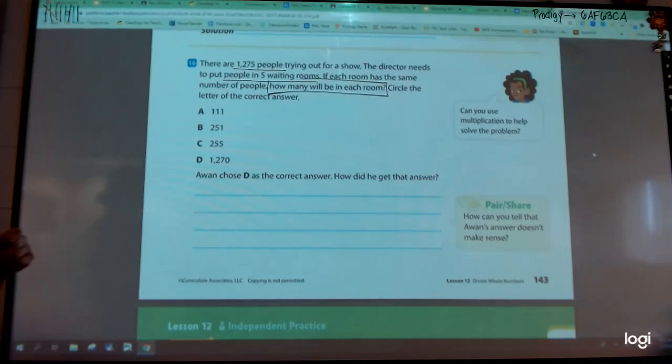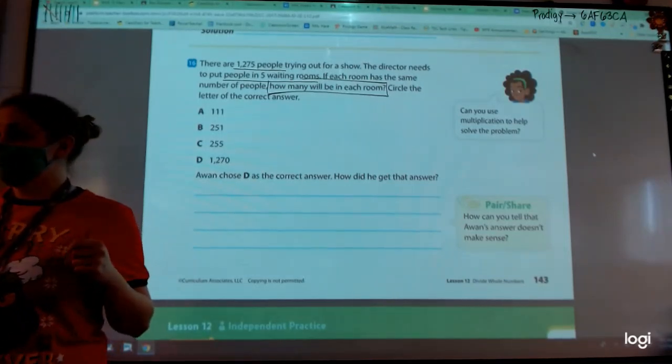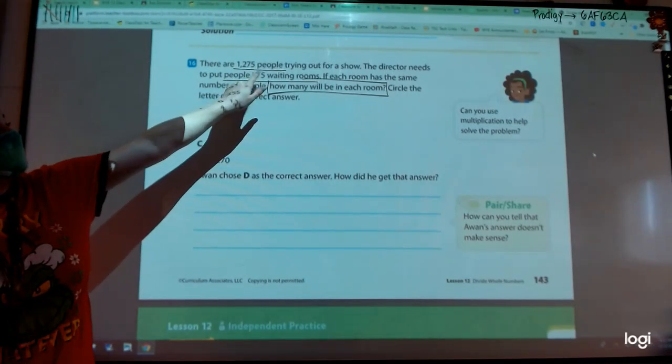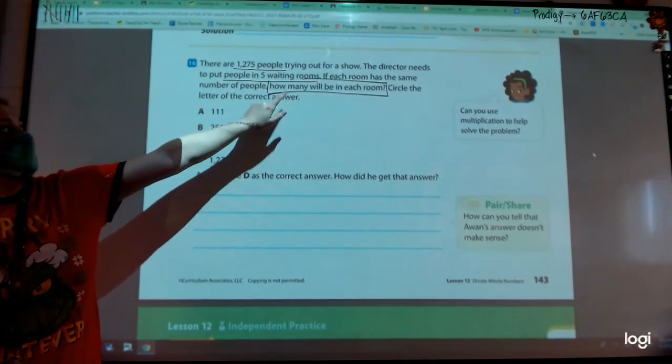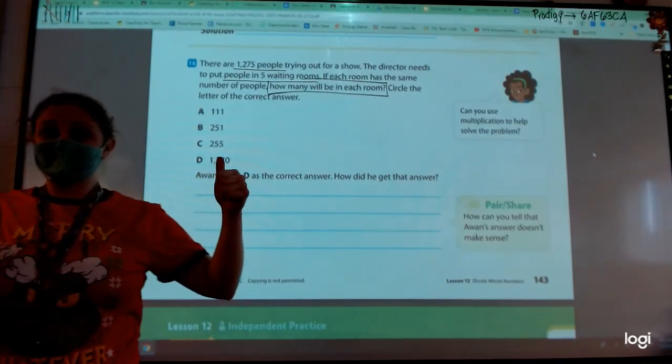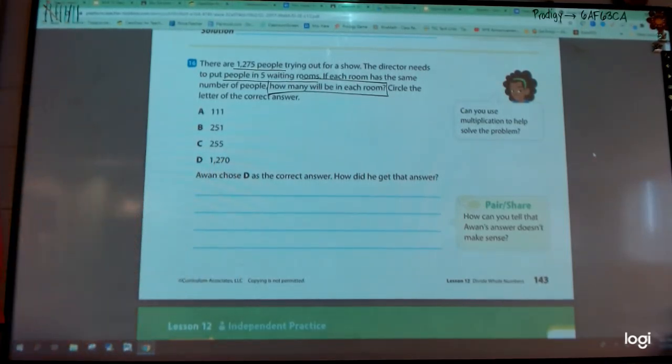All right, did we all underline the same important information? We have the number of people. We need to put them evenly in 5 waiting rooms. And we want to know how many people will be in each room. Good so far? All right, what division problem do I need to set up?